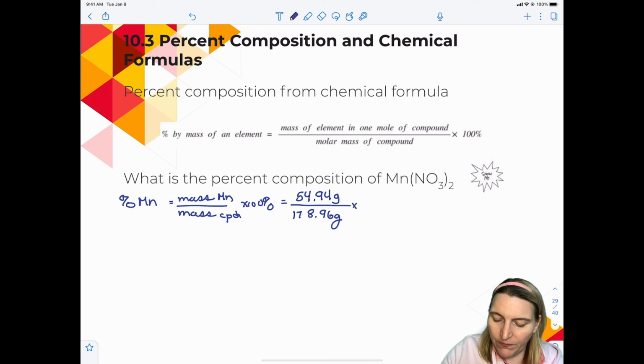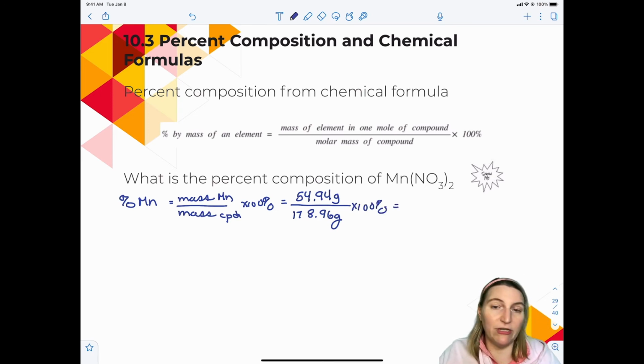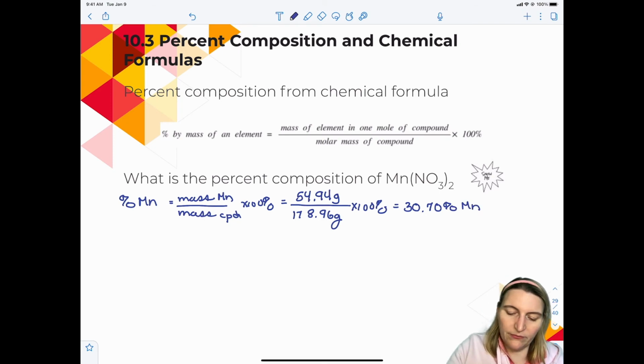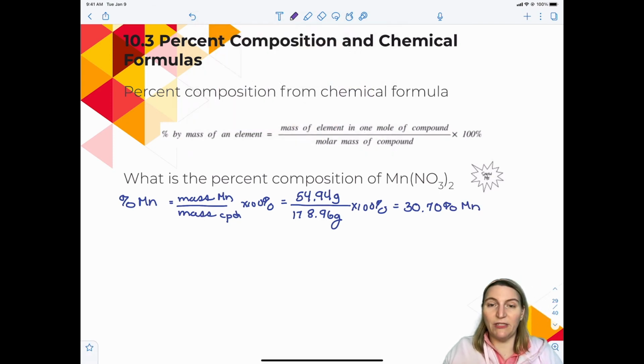178.96 grams. And so when I do this out, divide those two, multiply by 100, the numbers are coming just from the periodic table, which means that they all have 4 significant figures. So my answer here is 30.70% manganese. Now, if I want to know the percent composition of this compound, I need to know everything.